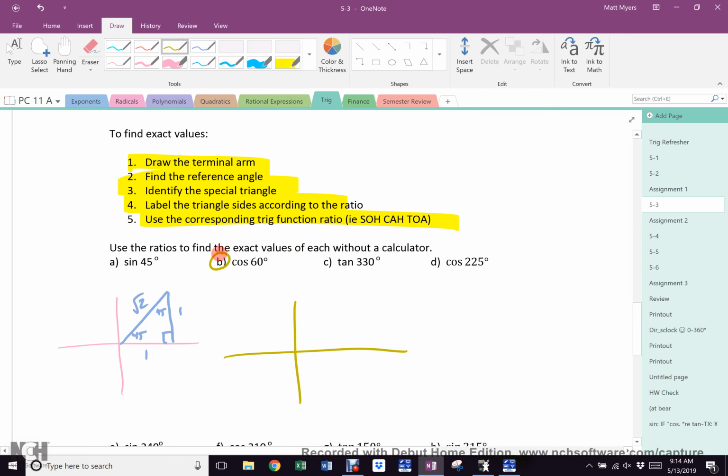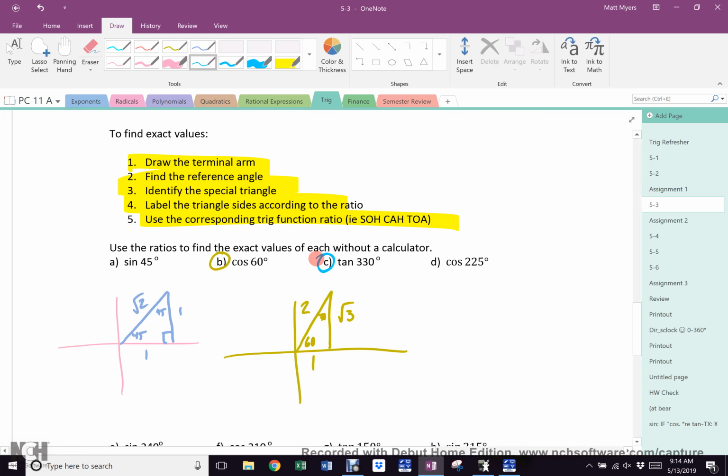B we'll do in gold. Where's 60? First quadrant. It's the big angle, yes? Right? So if this is 60, this is 30. What's across from 30? 1, the smallest one. What's across from 60? The middle one, root 3. What's the hypotenuse? 2. And then I can do sine, cos, tan, can't I?